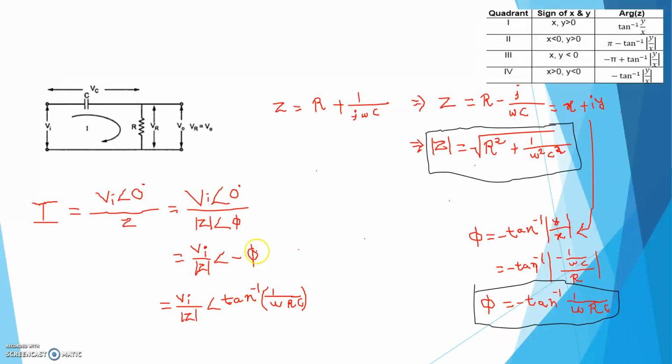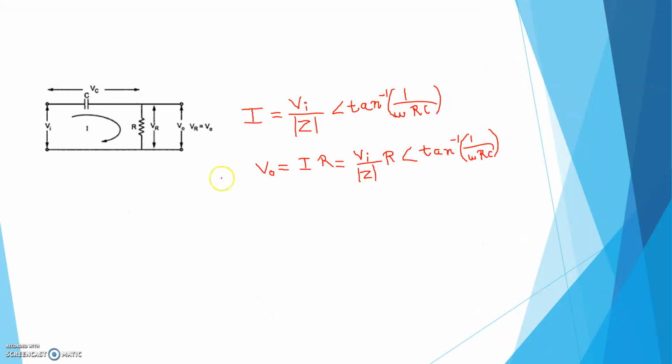So what is phi? Phi is minus tan inverse 1 by omega RC. Put here and we can get I is equal to Vi by mod Z at an angle tan inverse of 1 by omega RC. Clear? Now see, we got the expression of the current as I equal to Vi by mod Z at an angle tan inverse 1 by omega RC. So what is V output? V output is the voltage across this resistor R, that is I into R.